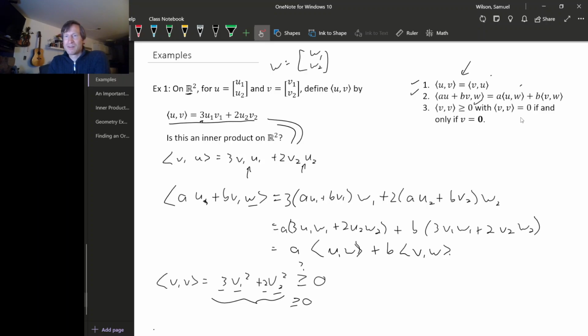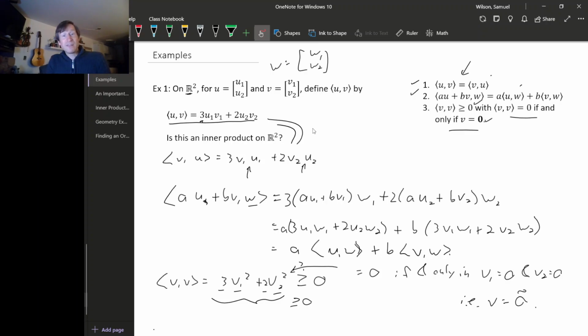But what about the second part? How could this number here be equal to 0? Well, it's equal to 0 if and only if V1 is equal to 0 and V2 is equal to 0. In other words, if and only if V is equal to the 0 vector. And that's the second part of being positive definite. So this is an inner product.